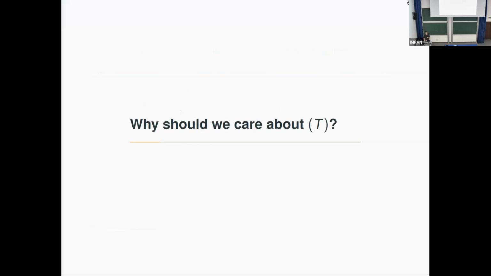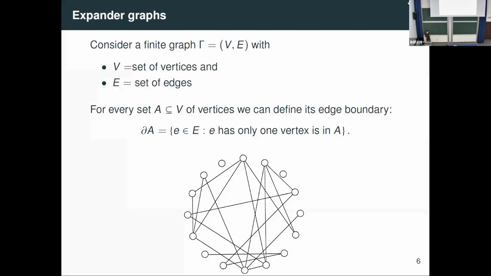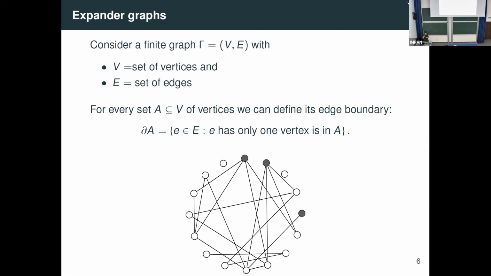Okay, so why should we care about this property? One of the most important motivations is expander graphs. So what are these graphs? Consider a finite graph. What I can look at is, for any subset of the vertex set, its edge boundary. These are all the edges that connect the vertices in my set to the complement. So if this is my set, then this will be the edge boundary.